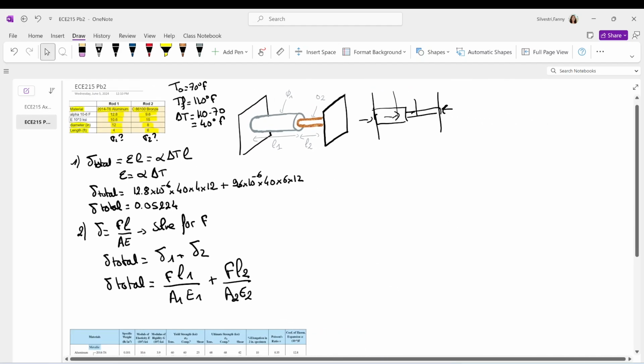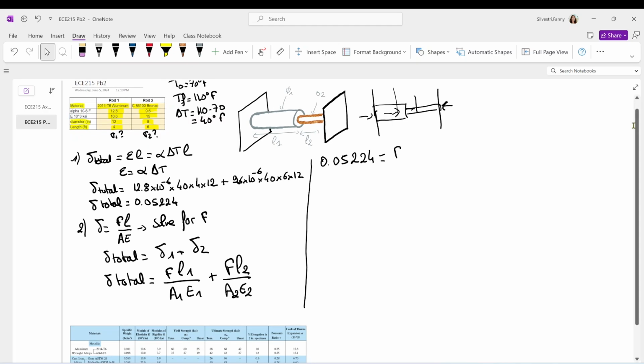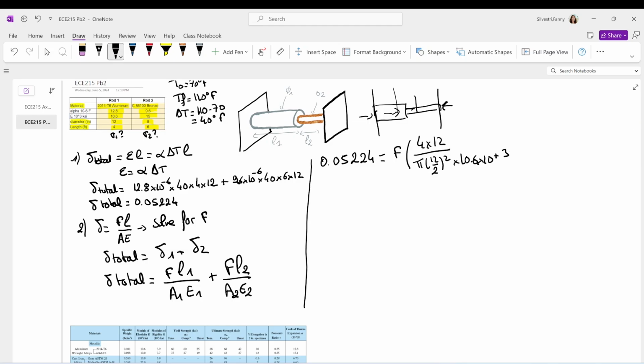Again, what we need to be very careful about is the unit. Let me continue on that side. So delta total, we found the value 0.05224. The force we don't know, so let me factorize by the force. That's what we try to find. L1, we have 4 times 12. The area A1, the diameter is 12, so pi times 12 divided by 2 squared, times the Young modulus, that is 10.6 times 10 to the third.